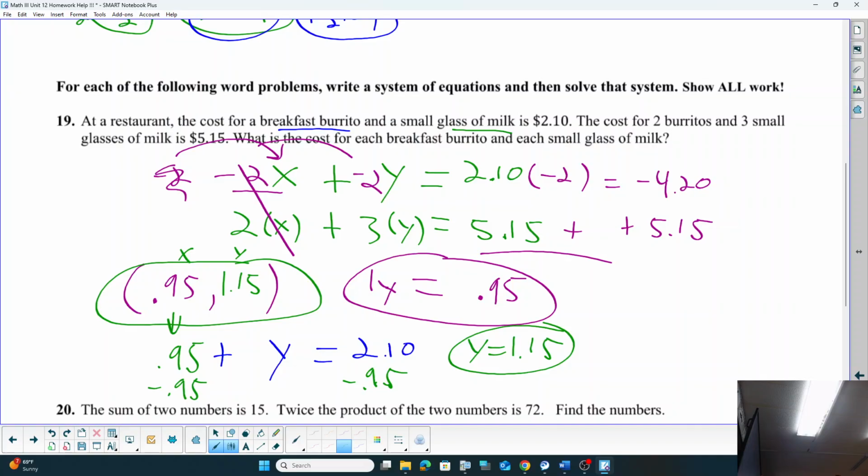A burrito was $1.15? What the? No, wait a second. The breakfast burrito I called X. So breakfast burrito should be 95 cents.